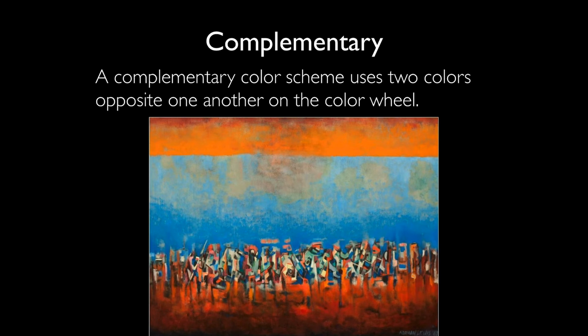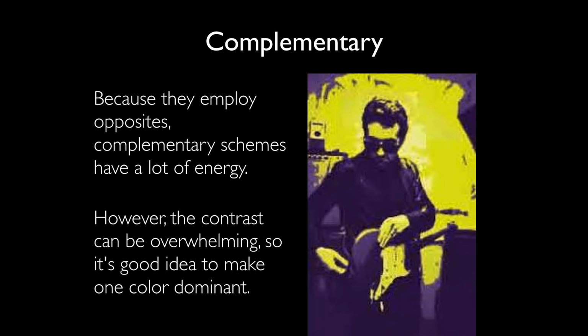Next up is something quite a bit different, a complementary color scheme. We already mentioned that complementary colors are opposite one another on the color wheel. When you put these opposites together, they are really vibrant and have a lot of energy to them. They are opposites, but this contrast, in addition to being energetic, can also be kind of overwhelming. So again, it's a good idea to make one color more dominant.